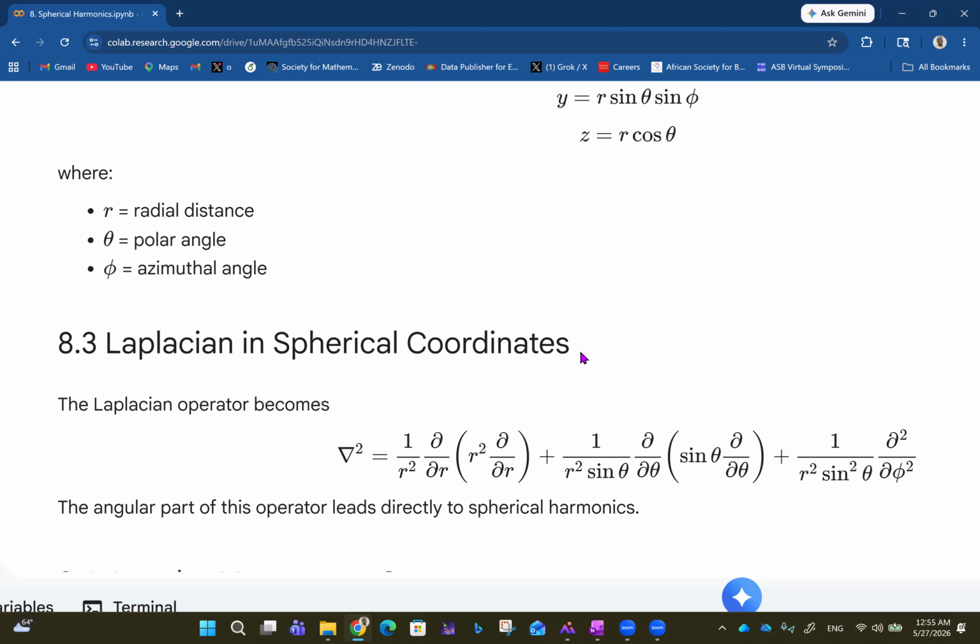Just like before in the last video, we also saw the Laplacian in spherical coordinates. The Laplacian operator becomes del squared, which is 1 over r squared d/dr of r squared d/dr, acting on V, plus 1 over r squared sin theta d/d theta of sin theta d/d theta, plus 1 over r squared sin squared theta d squared/d phi squared. So the angular part of this operator leads directly to spherical harmonics.